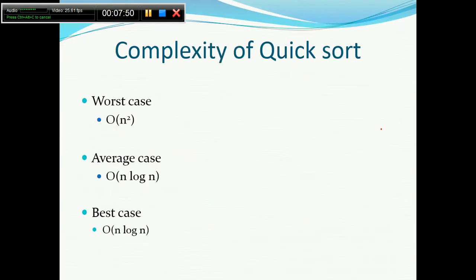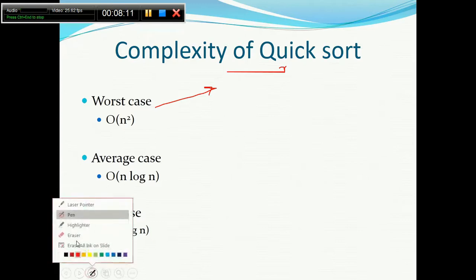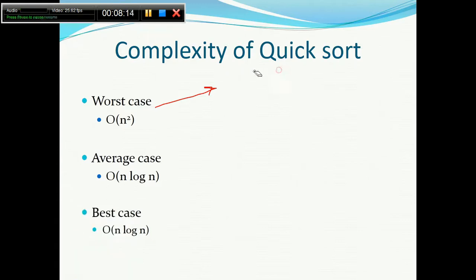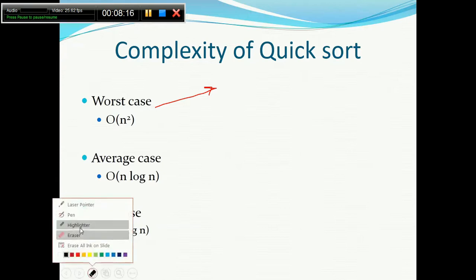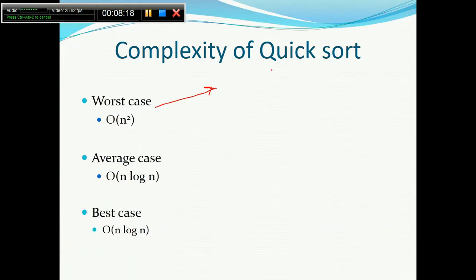Now we'll consider the time complexity. The time complexity in the worst case would be order of n square, the average case would be order of n log n, and the best case would be order of n log n. I will try to show how the worst case and the best case come. Suppose it is not your day, the worst case would be like this: whenever you divide, suppose the array is already sorted, and you choose the last number as a pivot.